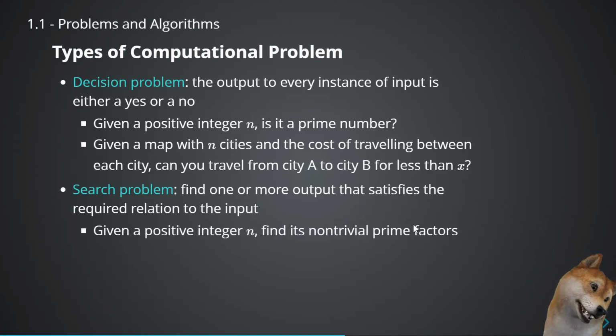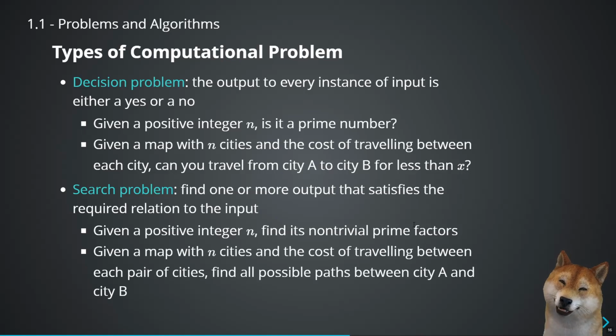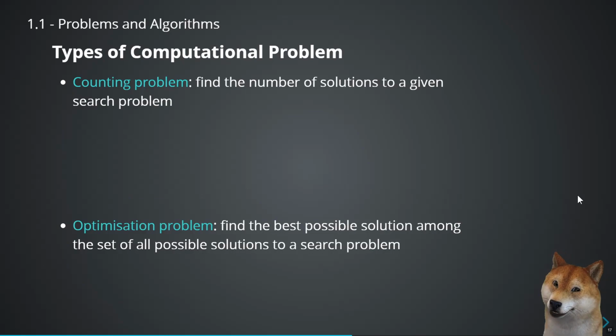Search problems. When you're searching, well, you know what a search problem is. You've been doing it for a long time. Find one or more outputs that satisfy the required relation to the input. So if I give you a positive integer n, go find its non-trivial prime factors. If I give you a map with n cities, find all possible paths between city A and city B. Searching. So you go through all the possible cases and you pick up the ones that satisfy the criteria, whatever the relationship you need.